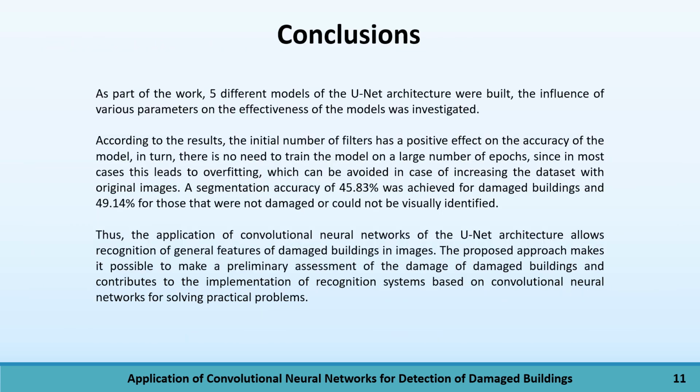The conclusions are: five different models of the UNet architecture were built. The influence of various parameters on the effectiveness of the models was investigated. According to the results, the initial number of filters has a positive effect on the accuracy of the model. In turn, there is no need to train the model on a large number of epochs, since in most cases this leads to overfitting, which can be avoided by increasing the dataset with original images. So, the segmentation accuracy for damaged and undamaged buildings was increased.